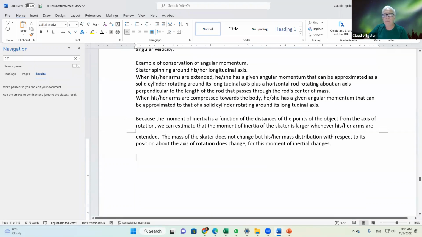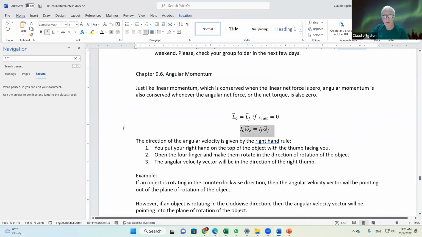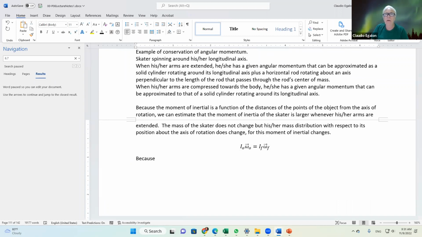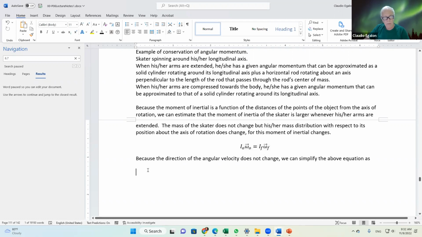So we have a situation like that, just like I wrote before. Here you go. The direction of the angular velocity does not change, so we can simplify the above equation as I naught omega naught, without a vector there at the top, equals I f omega f. So what's happening here?